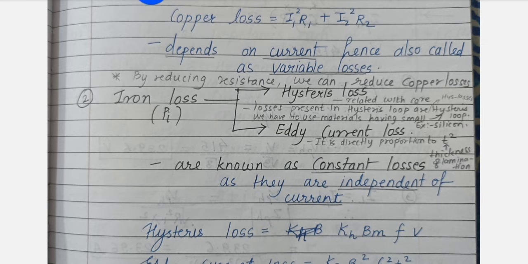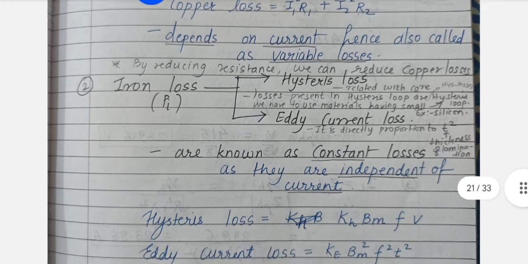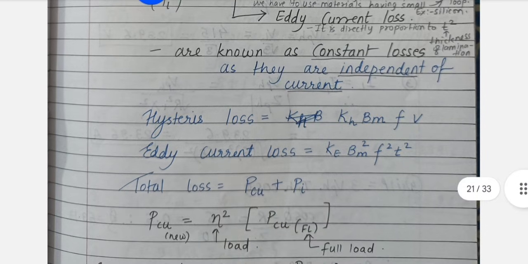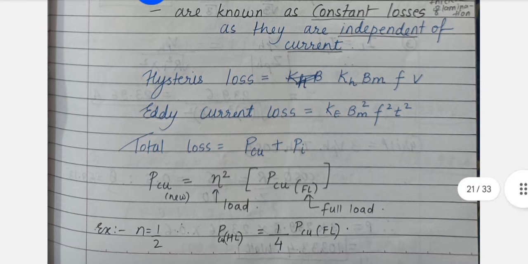And eddy current loss is directly proportional to T square, that is, thickness of lamination. These are also called constant losses as they are independent of current. For these formulas you have to learn them, no other option. Hysteresis loss is equal to KH BM FV, and eddy current loss is equal to KE BM square F square T square.